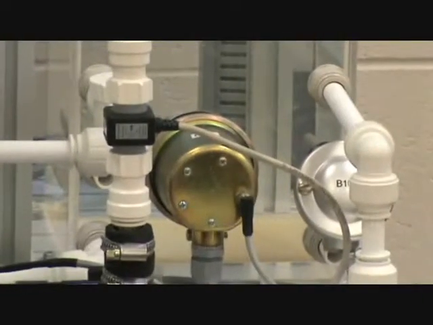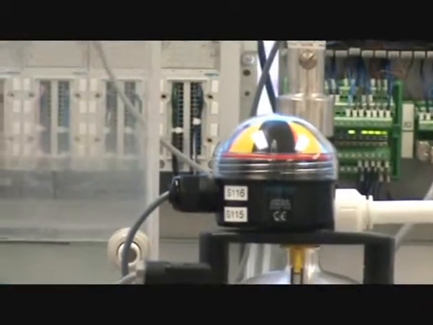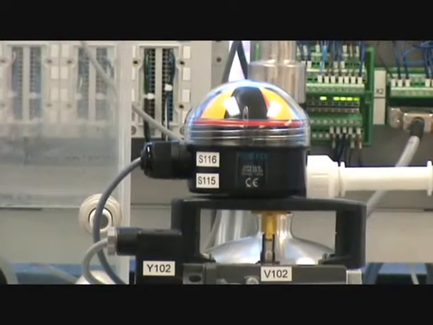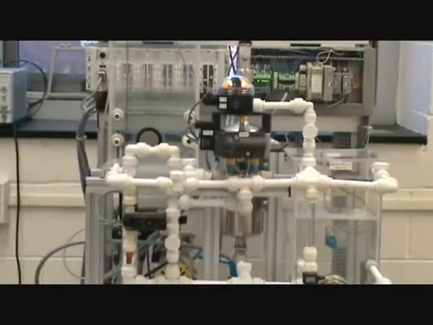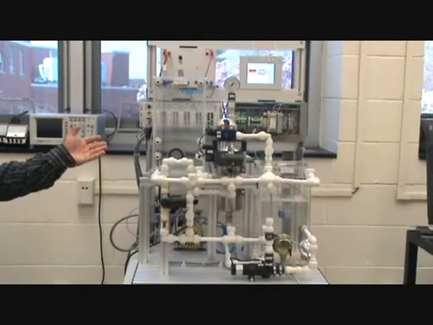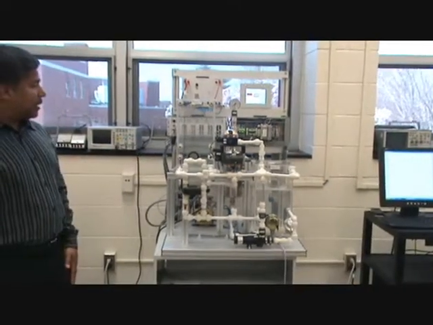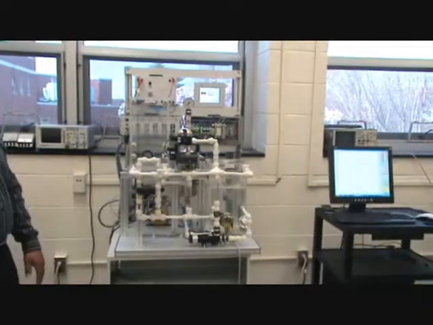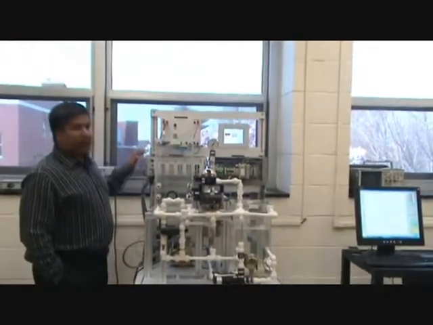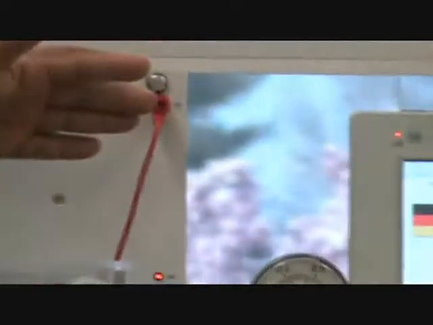We also have several valves. We have a process control valve, which is operated using pressure, and we have a proportional valve, which is controlled by voltage. Now, the different controls can be done in several ways. One is using the computer, and one is using the PLC, which is programmed using the Festo PLC. There's a touch screen here, and we'll take a look at that later.